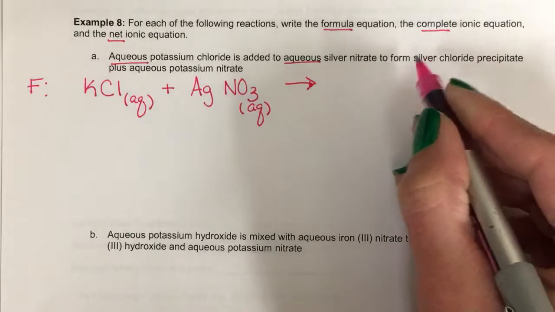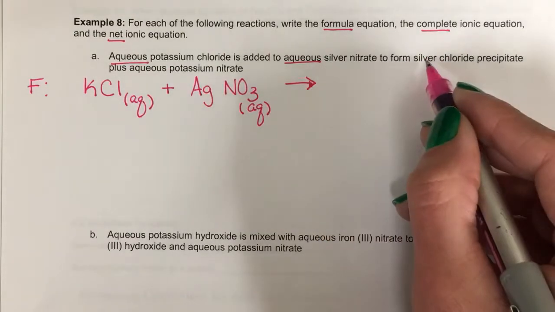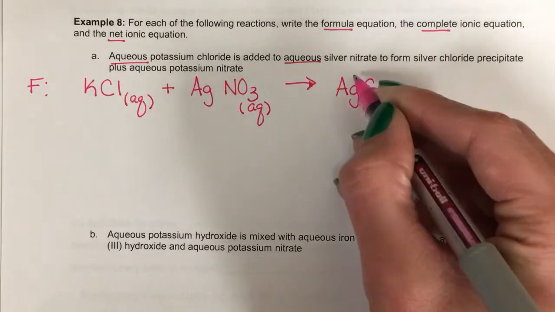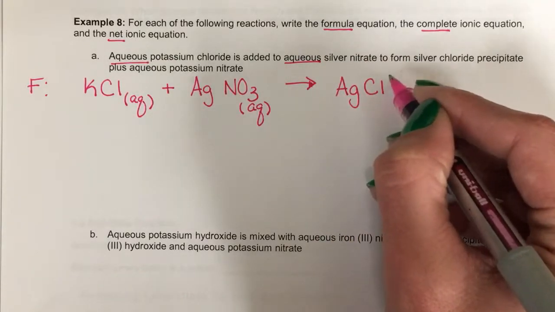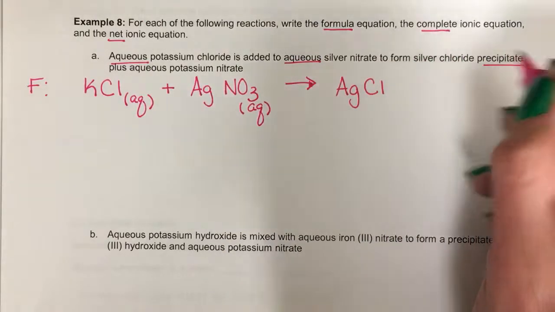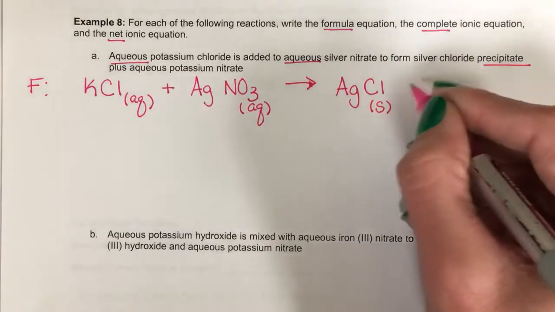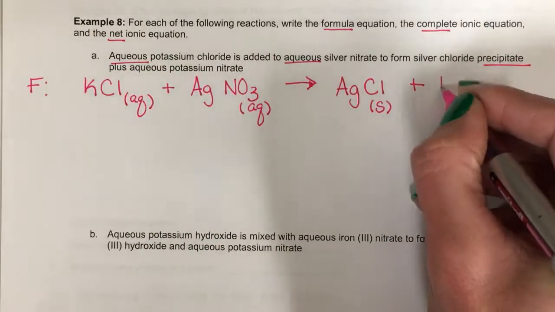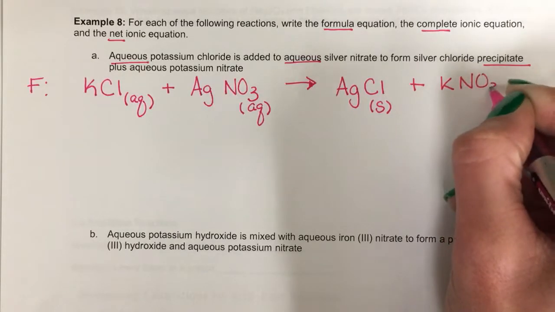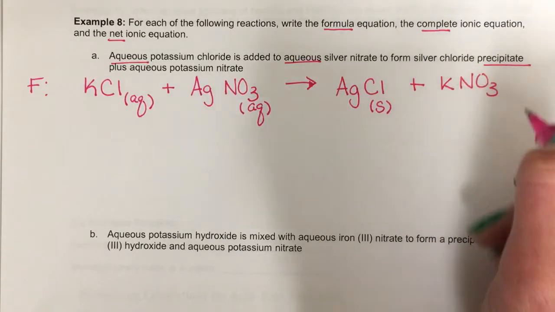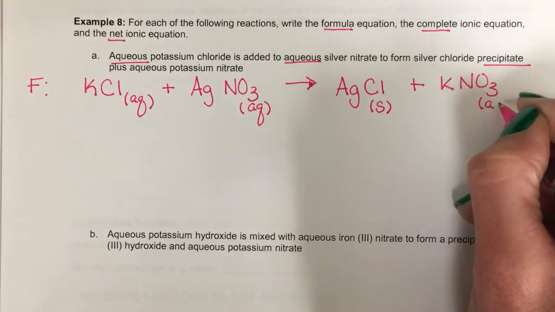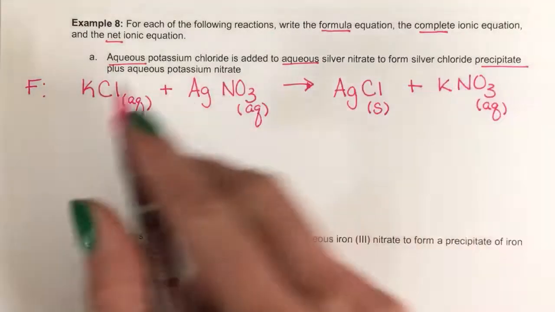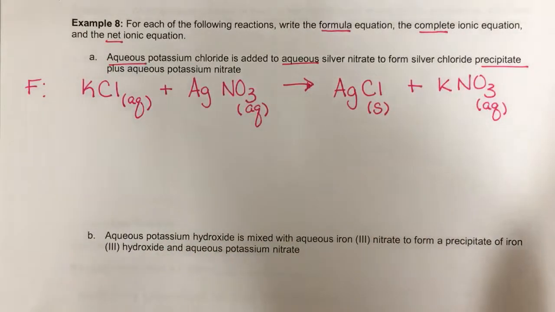They tell me it's going to form, there's my arrow, silver chloride, AgCl. Ag was a +1, Cl was a -1. It is my precipitate, so it's a solid. And aqueous potassium nitrate. K was a +1, NO3 was a -1, 1 and 1. They go together, and it told me it was aqueous.